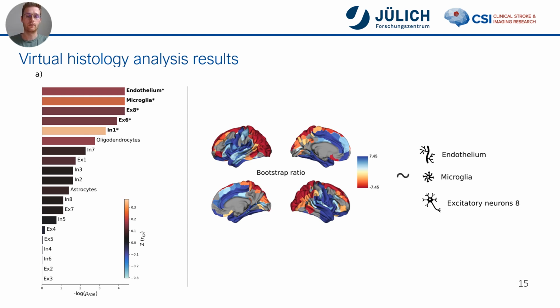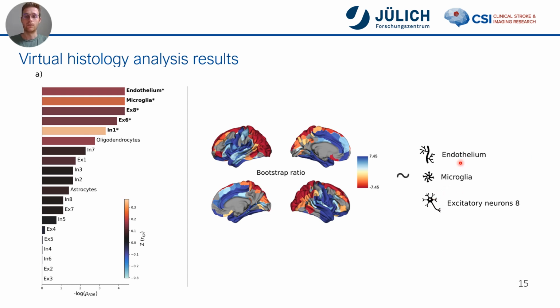What we found was that the imaging covariance pattern, as shown here, was significantly associated with the density of endothelial cells, microglia, as well as excitatory neurons. Here you can see further neuron populations being significantly associated, but these were not reproducible in the sensitivity analyses. So we could see that metabolic syndrome effects were strongest in regions with high endothelium, high microglia amount, as well as high density of excitatory neurons of subtype 8.